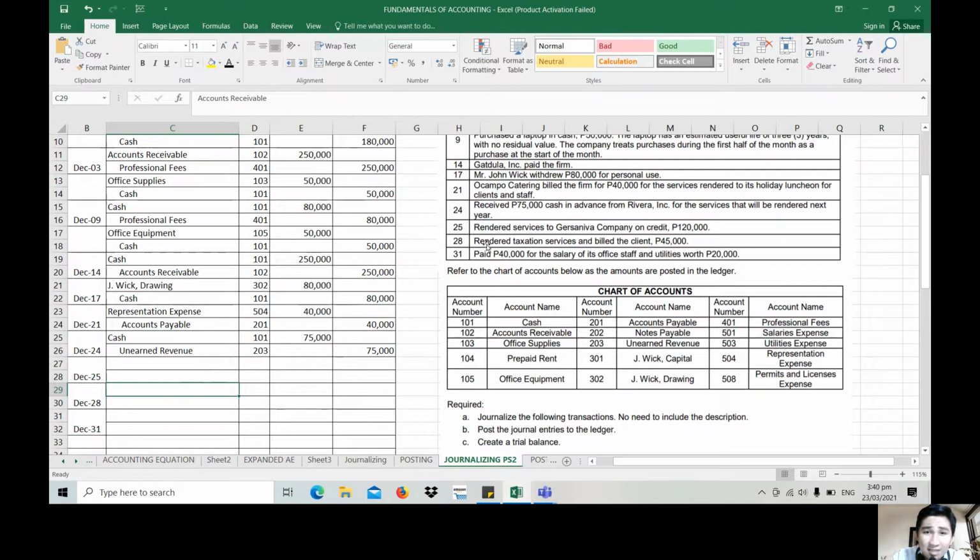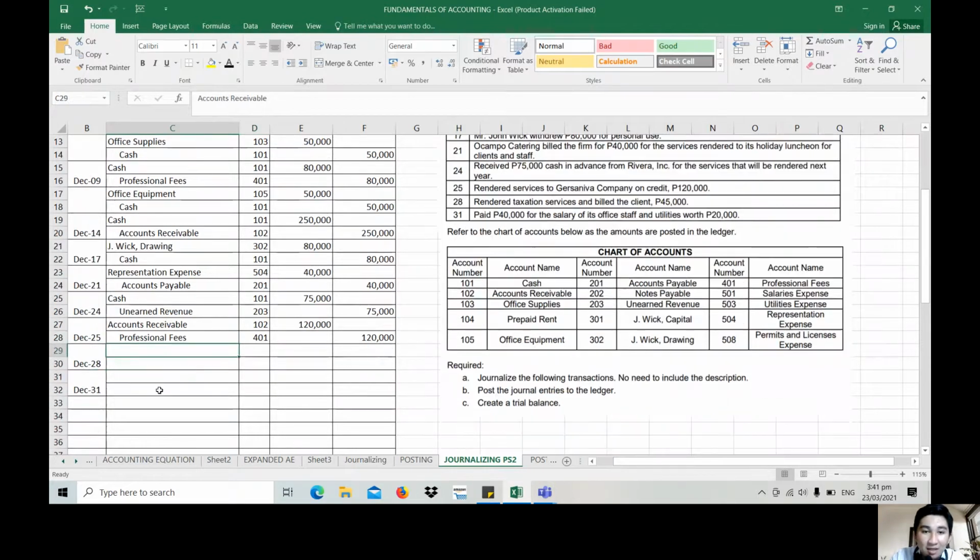accounting. Next December 25, rendered services to Gersaniva Company on credit. So meaning nag-render tayo ng services pero hindi pa tayo binayaran. Therefore, accounts receivable, credit, professional fees kasi na-render na natin ang service. Okay? So nag-based na tayo sa ganitong klaseng transaction so no need to explain it further. December 28, render taxation services and bill the client. Nagbilang tayo sa client. So therefore, another accounts receivable, okay, and credit, professional fees.